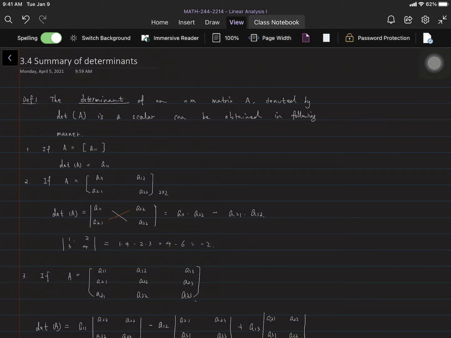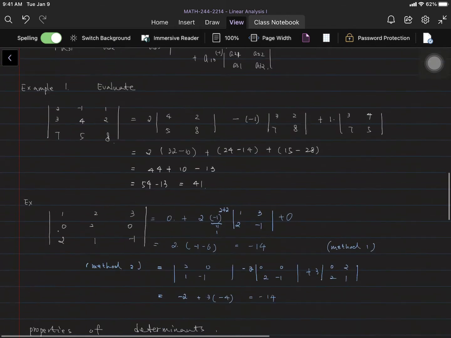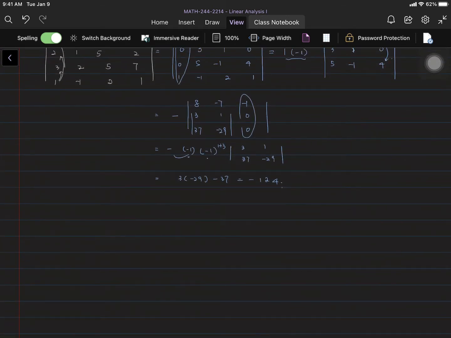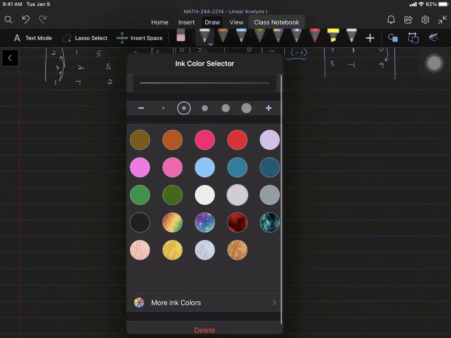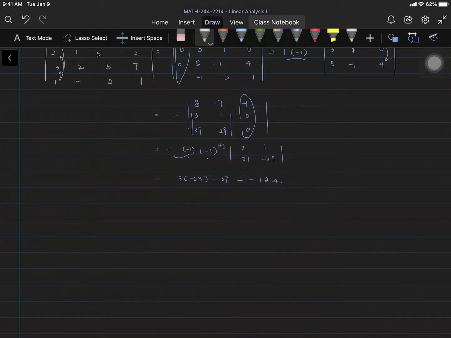Hello. In this section, in the last class, we learned how to calculate the determinant. In this class, we are going to study the application of determinants. So, determinants is pretty useful. So we have two applications here. The first one is adjoint method for the inverse matrix. So we use determinant to find the inverse matrix.